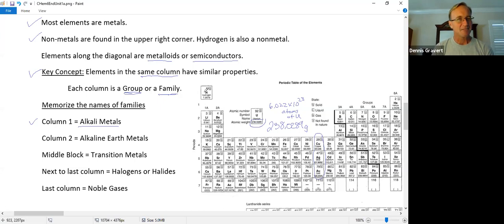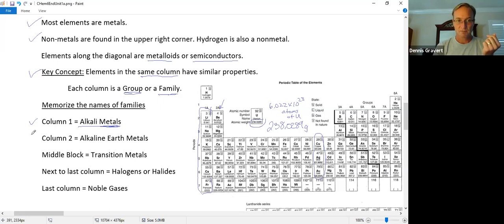Hydrogen's really not in that family. It's not a metal. And the family name is alkali metals. Hydrogen is just kind of the exception here. So if on exam I say, give an example of an alkali metal, you can pick any one of these. Yeah, cool. Column 2, alkaline earth metals, beryllium, magnesium, and so on.